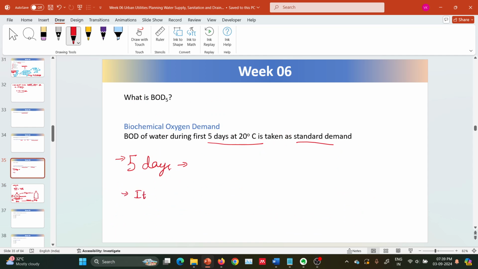It tells the organic strength of wastewater, or we can say water.